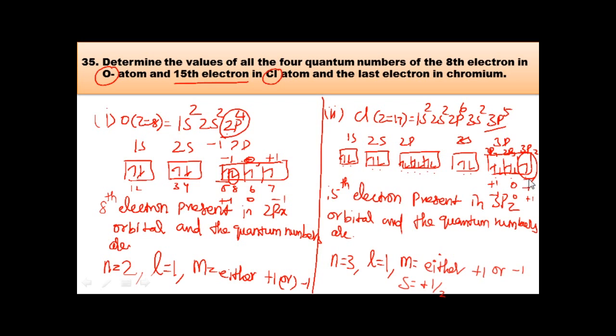And then yes, in this oxygen, what is the spin quantum number? S equal to, yes, this is downward direction, so minus half. Then oxygen, what is the spin quantum number? This is downward direction. The 8th electron is downward direction, so S equal to minus half.